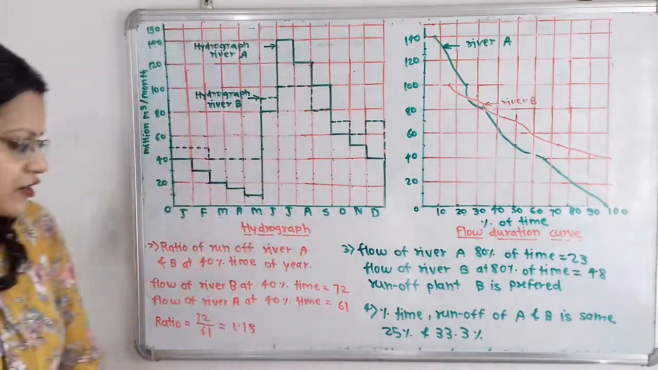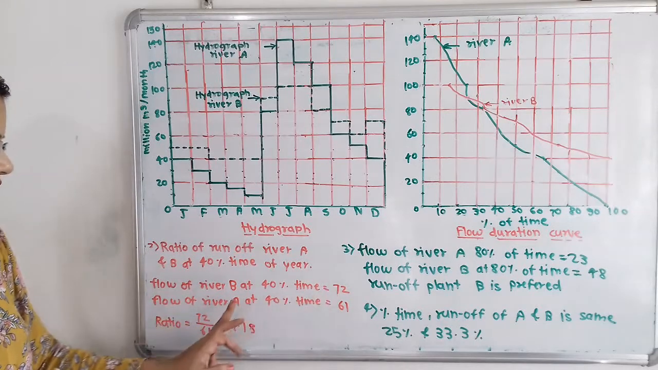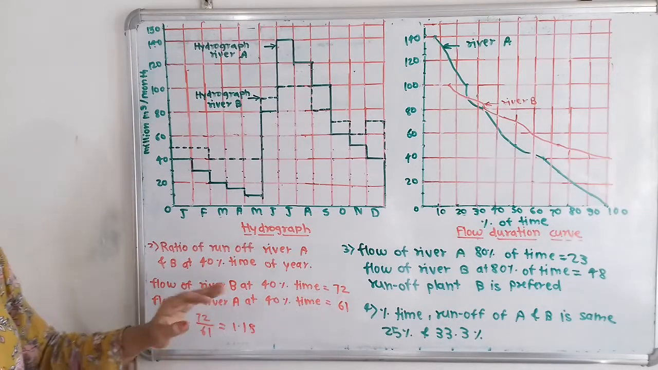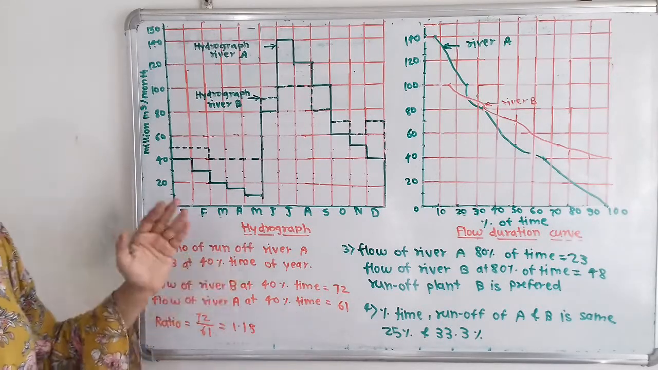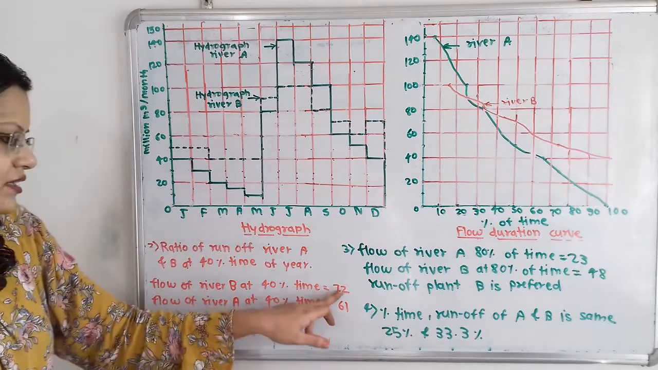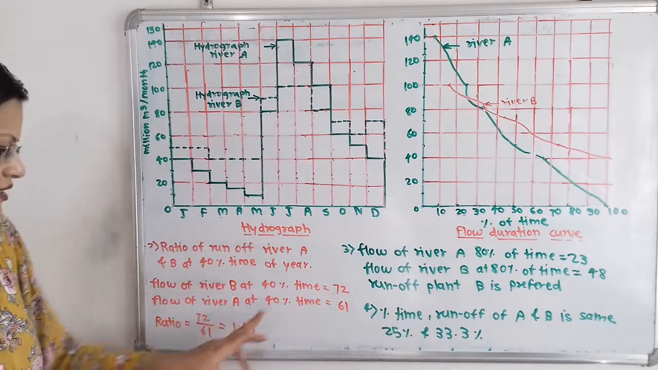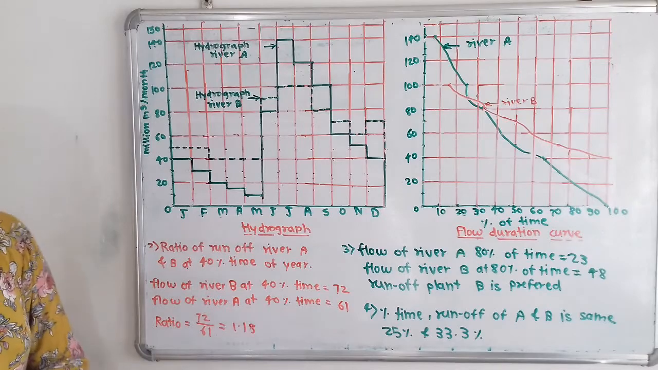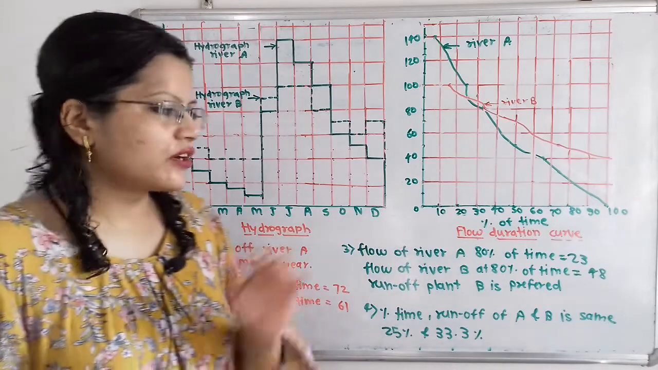So we will take the ratio. 72 is greater than this 61. So we will take ratio, that is the flow of river B divided by flow of river A, that is 72 by 61, that is 1.18. Now we will move for the third question.